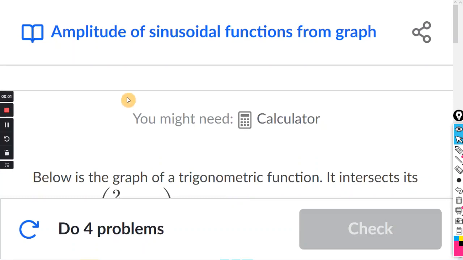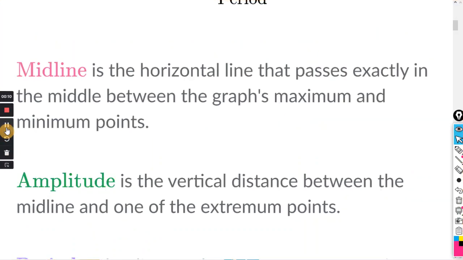This will be for the exercise, amplitude of sinusoidal functions from graph. So I covered this in the midline video, but just briefly, the midline is the horizontal line that passes exactly in the middle between the graph's max and minimum points. The amplitude is the vertical distance between the midline and one of the extremum points. The extremum points, again, are the maximum and minimum points.